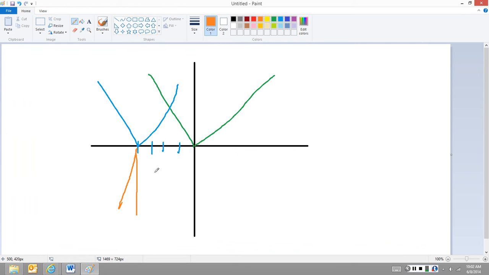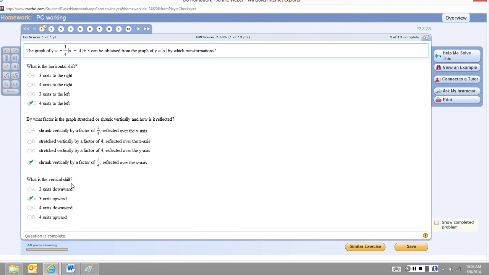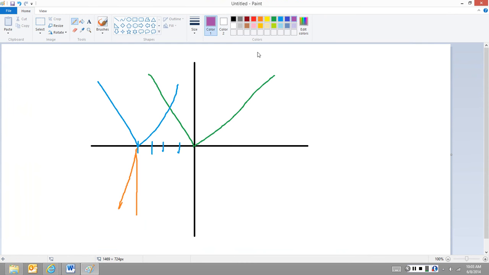With the shrinking and the stretching, a lot of times you will have to pick just one or two points to get an idea of by how much, because you're kind of guesstimating. Here I'm just showing you what it would look like. Then for the vertical shift, we move 3 units upwards. So we go 1, 2, 3. Our vertex now is here, but we're still narrow and still pointing down. So this purple graph would be our final graph.